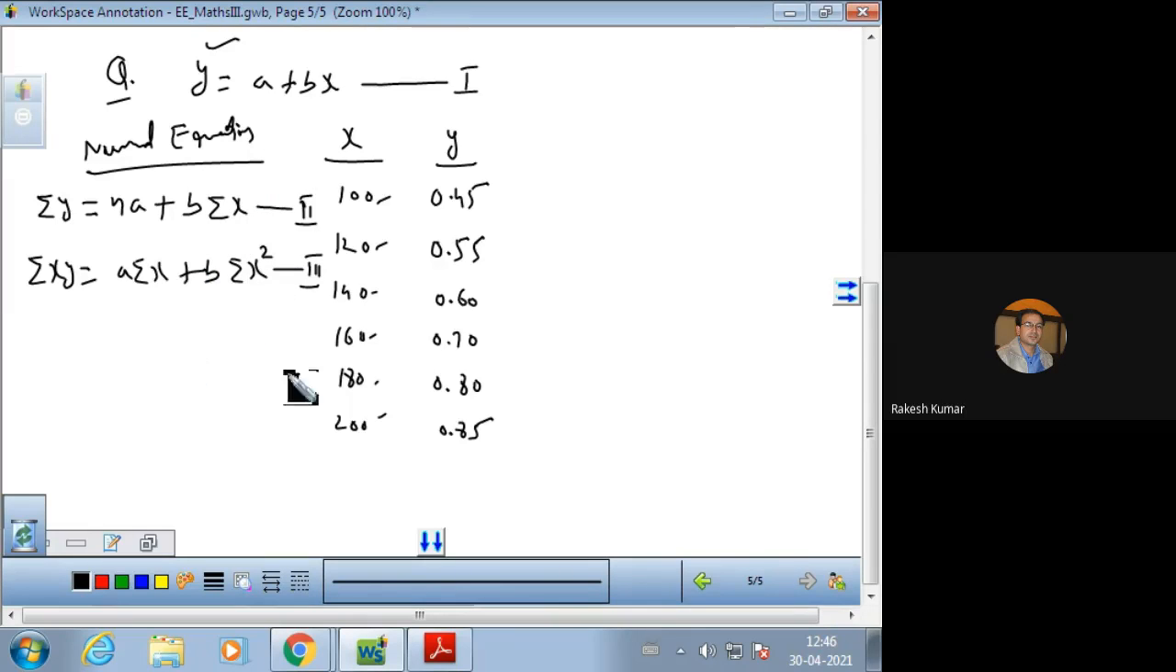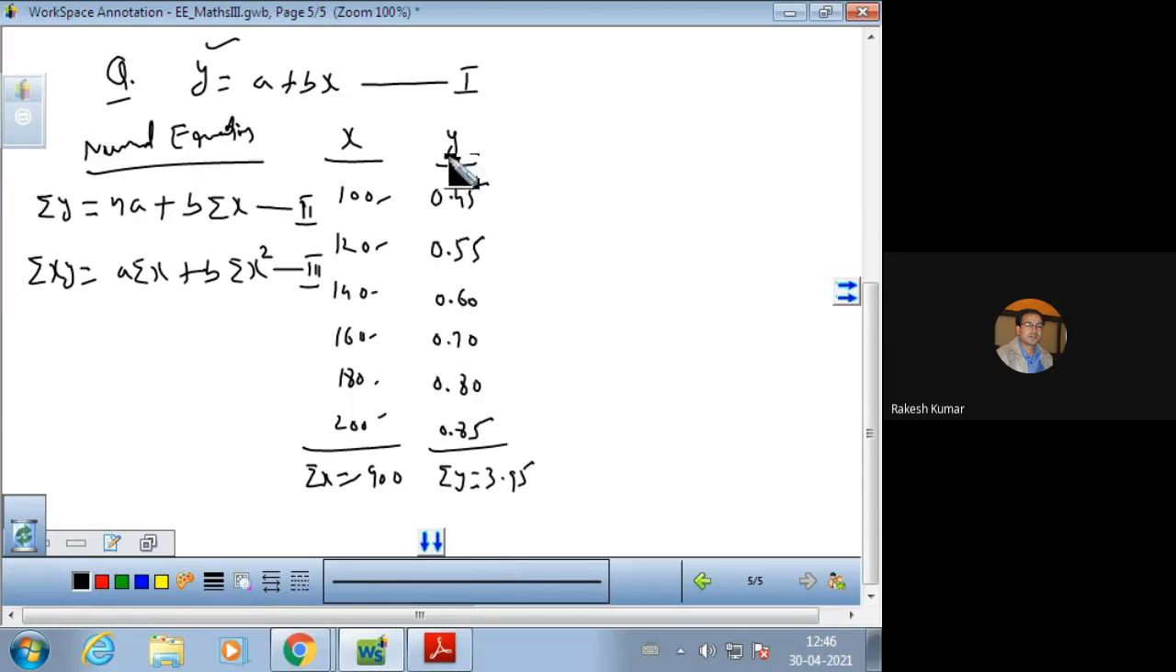the normal equations. Now, how to calculate the values? This is x and this is y. You can calculate sigma x, and your sigma x will be the total of this. This comes out to be 900, and sigma of y comes out to be 3.95.